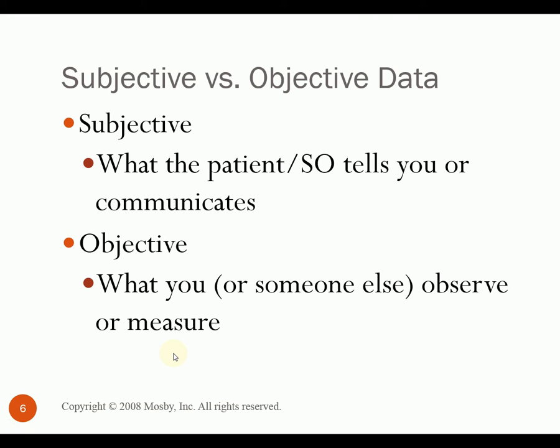Subjective data versus objective data. Of course, subjective data: what did the patient or the significant other tell you? Objective data: what you or someone else observed or measured. So if someone else did vital signs and wrote it in the chart, that's an objective measure. If the patient says her pulse is running really fast, that's subjective data. If we take her pulse and it's 110, then that's objective data because we observed it. So at this stage, like I said, we should have this under our belt.